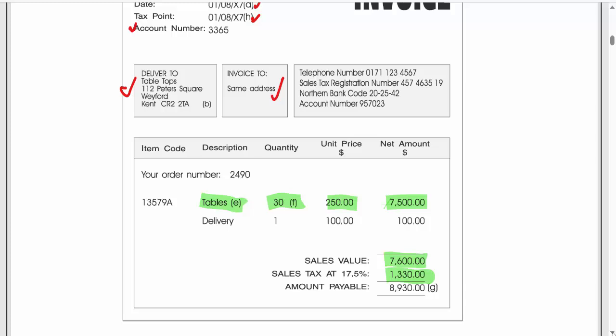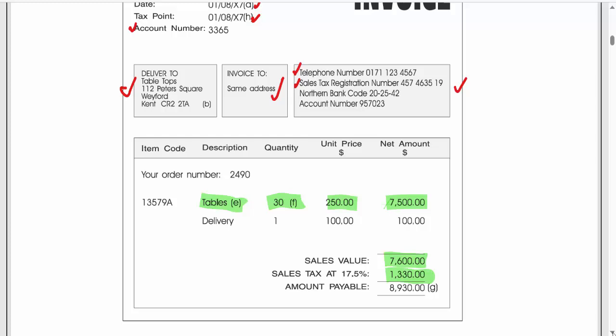3. Contact and tax details. Telephone number. Chippy's contact number is 0171-123-4567, which buyers can use if they have questions regarding the invoice. Sales tax registration number. This number, 457-463519, is Chippy's tax registration identifier.